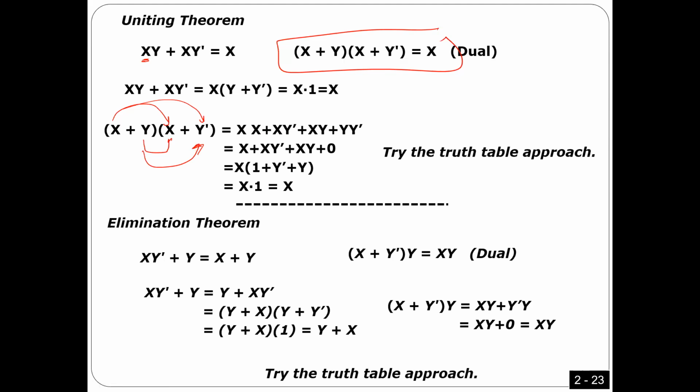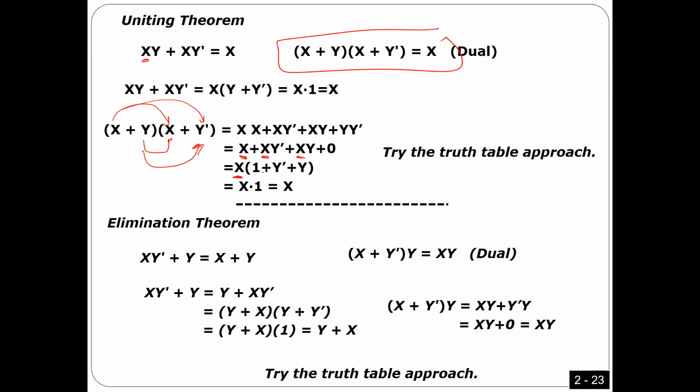After I did distribution, I find X and X. X and X is X. Okay, this is one of the rules we have. Y and Y prime, Y and Y prime is 0. Is that okay? Also, this is one of the theorems I explained to you before. So now I find here X is common. There is X common. Okay, so I can take X outside.